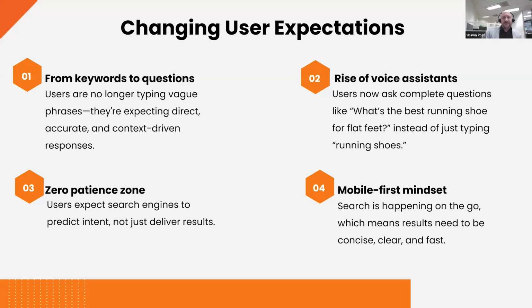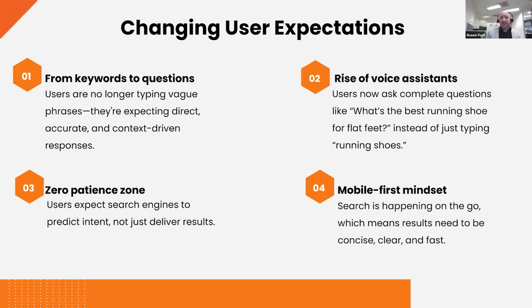Even when you're searching with the rise of AI and the voice assistant, you can be more specific. It's recognizing natural language questions. You're no longer picking and choosing and having to filter through tons of results. We expect AI to understand our intentions and rank the results accordingly. And again, this comes through the rise of voice assistants. So we now ask complete questions like, what are the best running shoes for flat feet, instead of just typing running shoes. Users are expecting search engines to predict intent and not just deliver results.